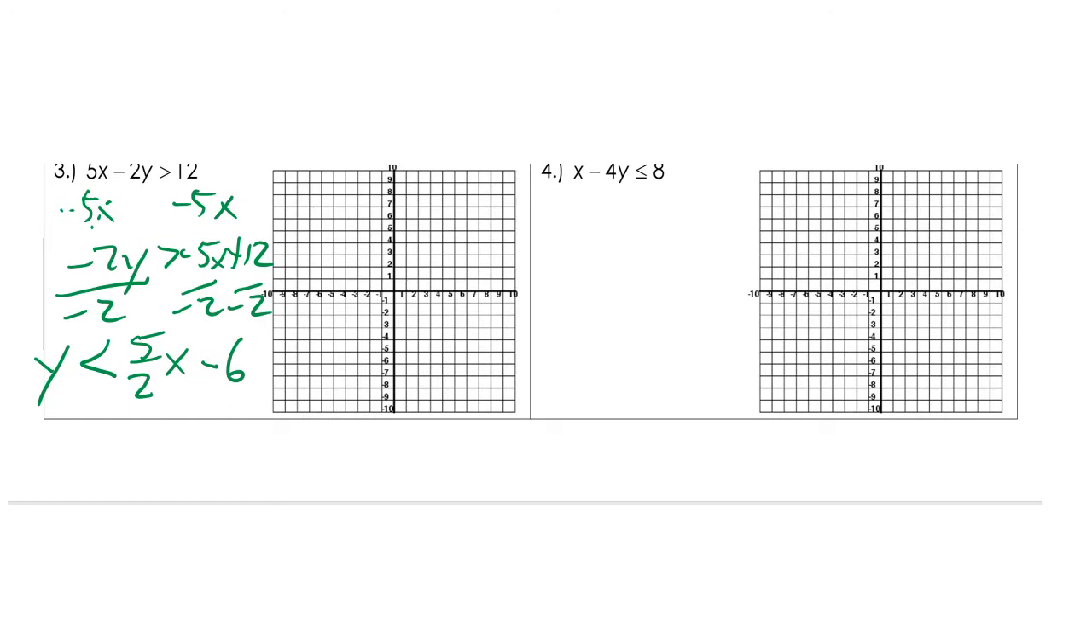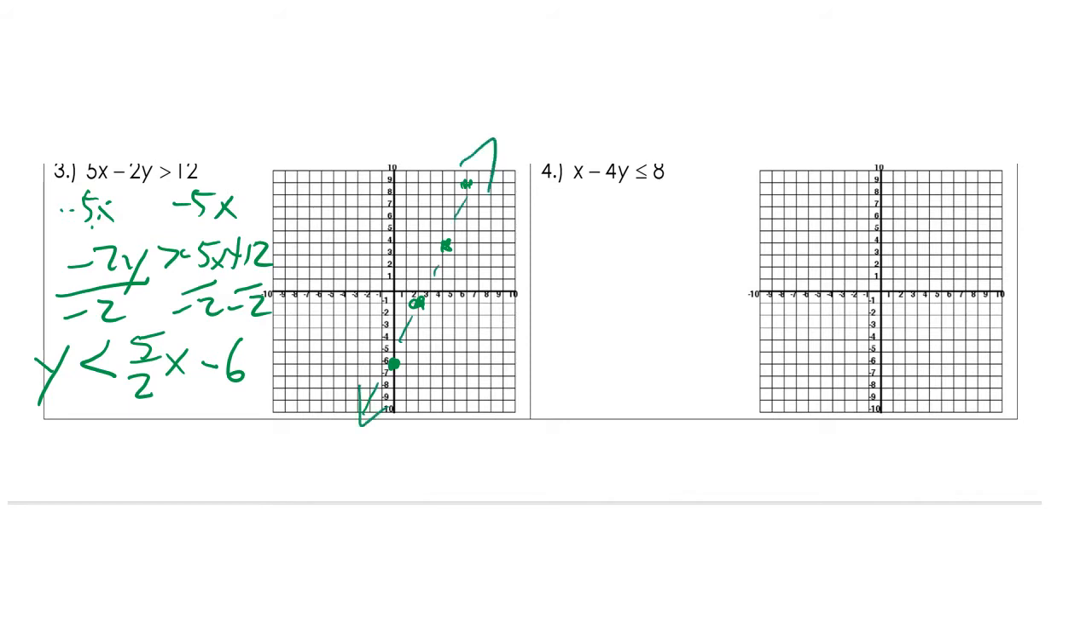Okay. Now I'm going to graph the line. Pretend there's an equal sign there. 1, 2, 3, 4, 5. There's -6. Slope is 5 over 2, up 5 over 2, up 5 over 2. Having trouble seeing here. Is this going to be a dotted line or a solid line? This one's going to be a dotted line.